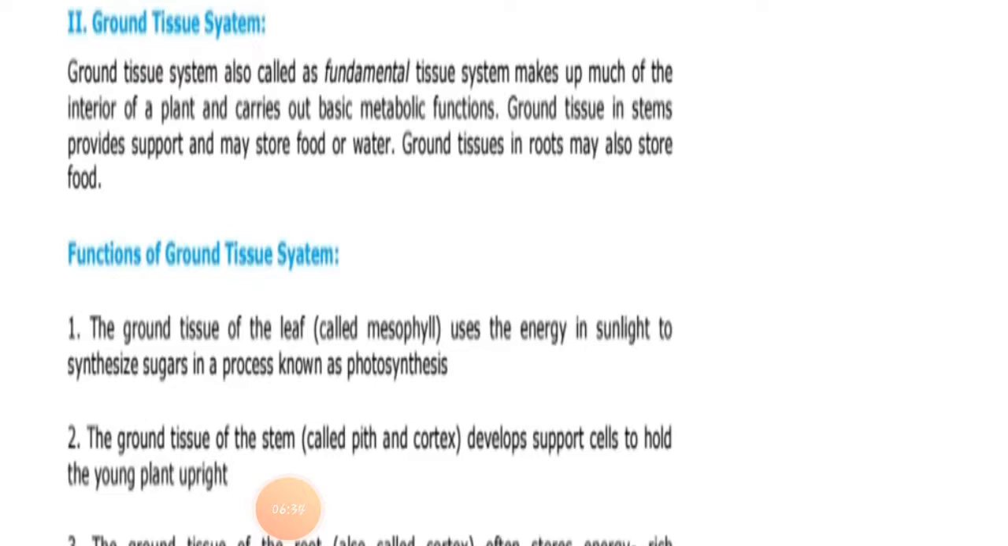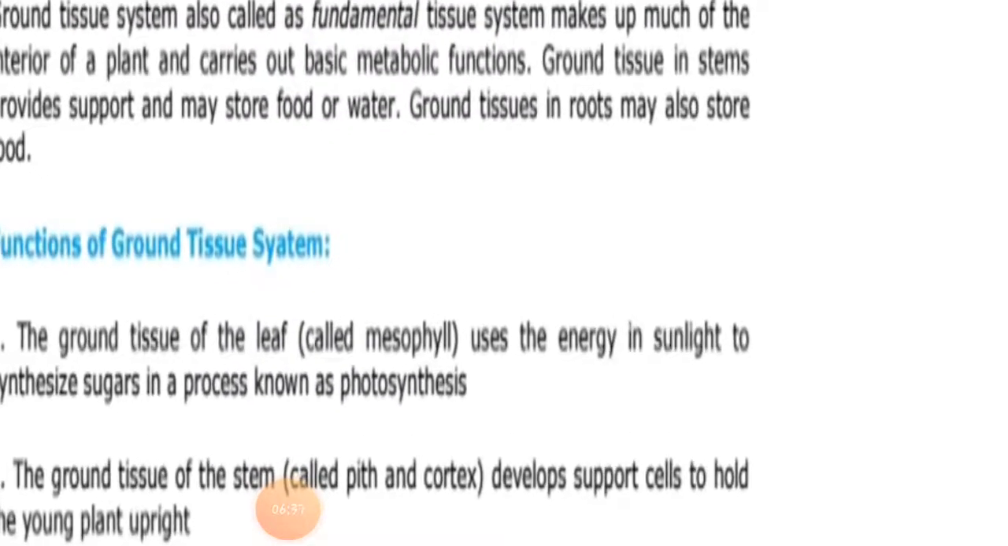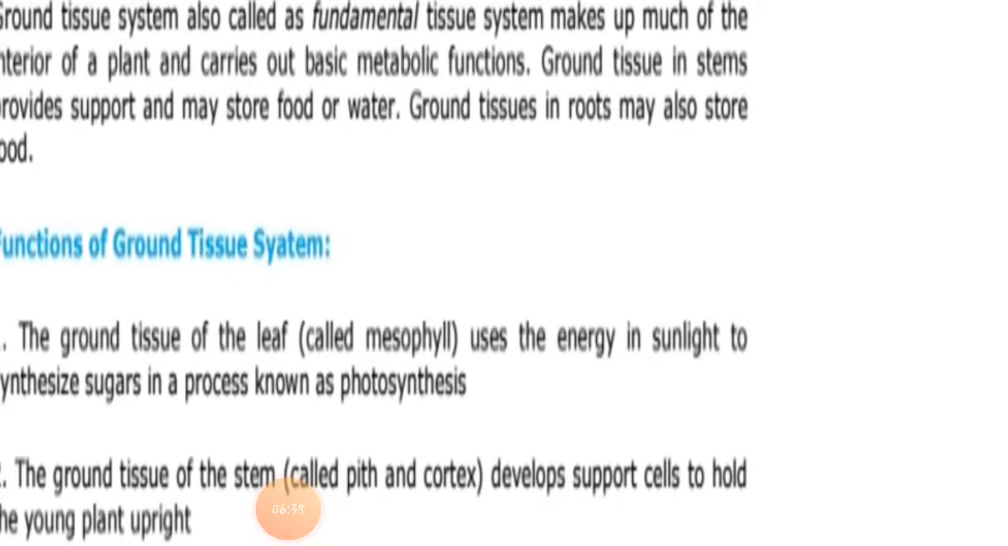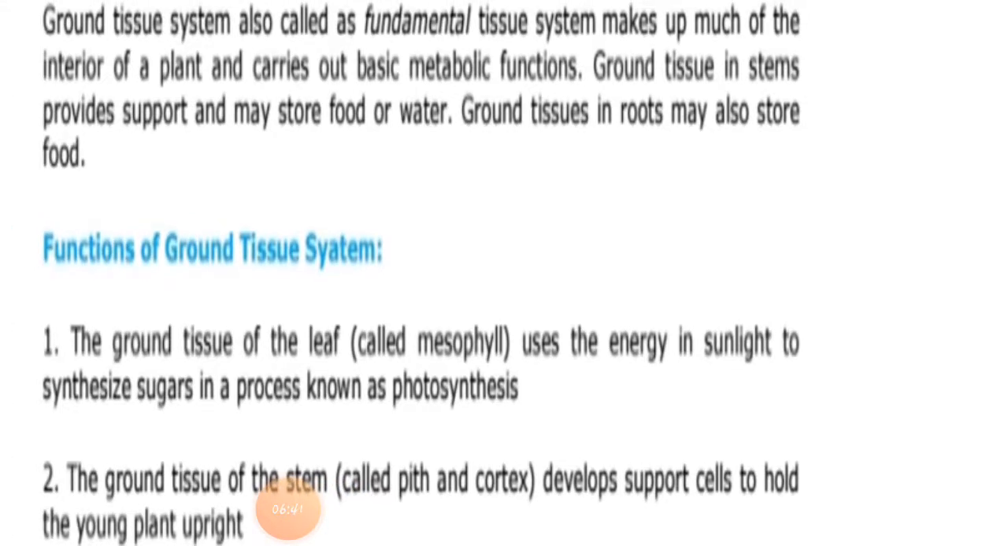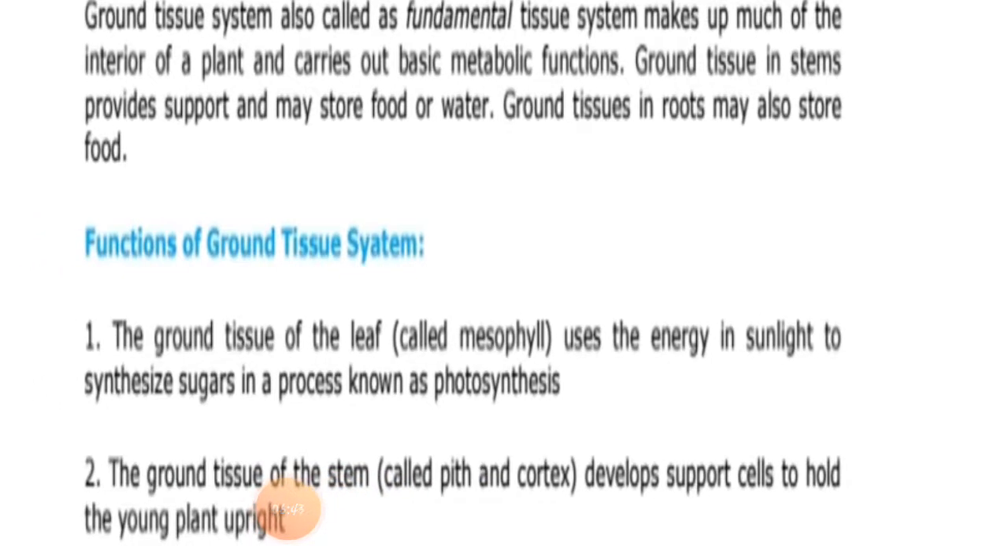So far as the function of this tissue is concerned, the ground tissue of the leaf, called mesophyll, uses the energy of sunlight to synthesize sugars in a process known as photosynthesis. The ground tissue in the leaf is called mesophyll. They use sunlight and make sugars through the process of photosynthesis.